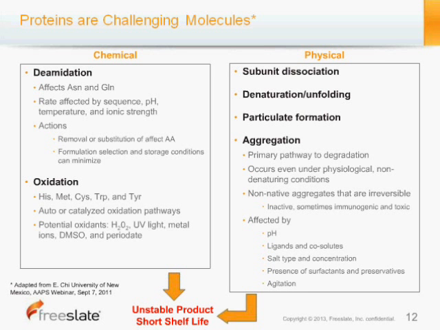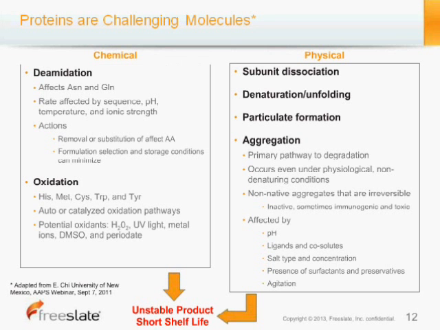And proteins can also degrade physically, so they can go through subunit dissociation, denaturation or unfolding, particulate formation, or aggregation. And aggregation turns out to be one of the primary pathways to degradation. Aggregation can occur under both physiological and non-denaturing conditions, and typically if your protein aggregates, it's irreversible. You can't reverse that. And aggregation is affected by pH, the ligands and the co-solutes, salt type and concentration, the presence of surfactants and preservatives, and agitation. And all those modes of degradation will potentially lead to an unstable product and a short product life.